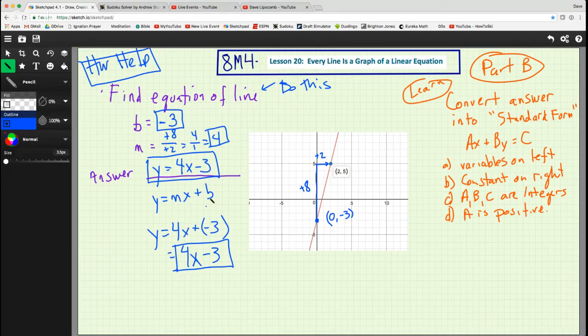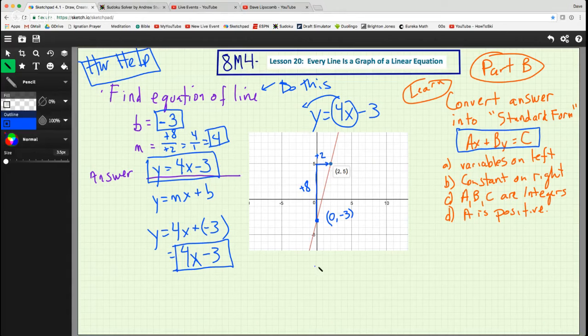Now, the second thing that we need to do here is convert our answer into standard form. And those are equations that look like this. And we did this earlier in the lesson. And almost all of the equations that were given to you were in this form. So the idea is we want to get our variables on the left and we want to get our constants on the right. So here, when we have y equals 4x minus 3, we already have our y on the left, but we have to get this 4x onto the left. And then our negative 3 can stay over here on the right.